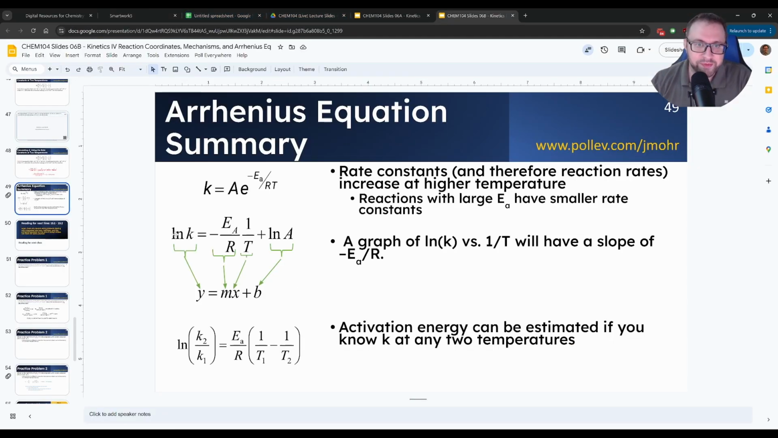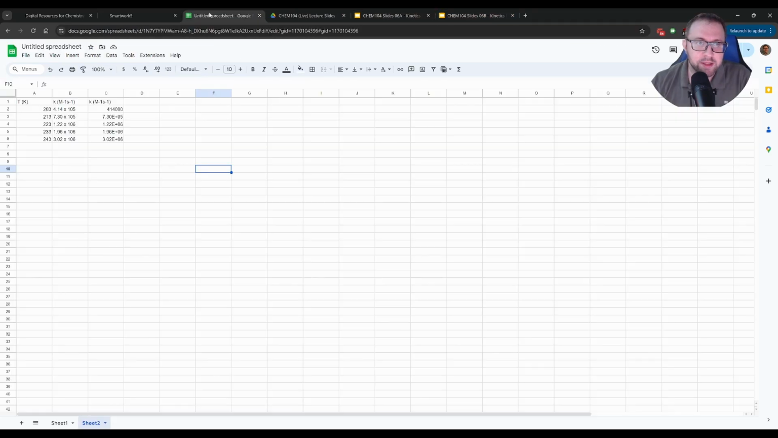All right, so we have the linearized form of the Arrhenius equation, which says if we plot the natural log of k on our y-axis versus 1 over T on our x-axis, then we can find these other values, right? Our slope becomes negative Ea over R. Our intercept becomes B. So let's go look at that over here.